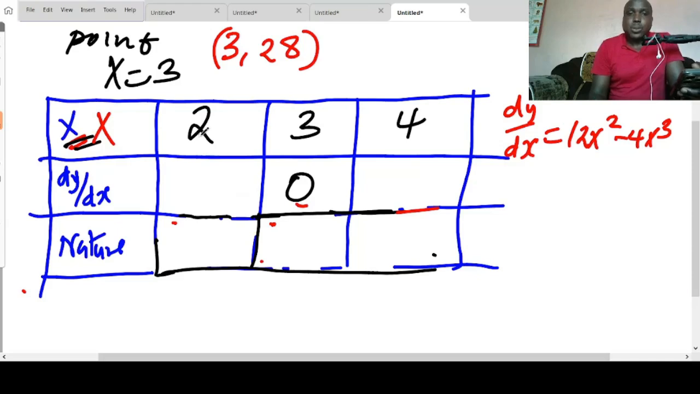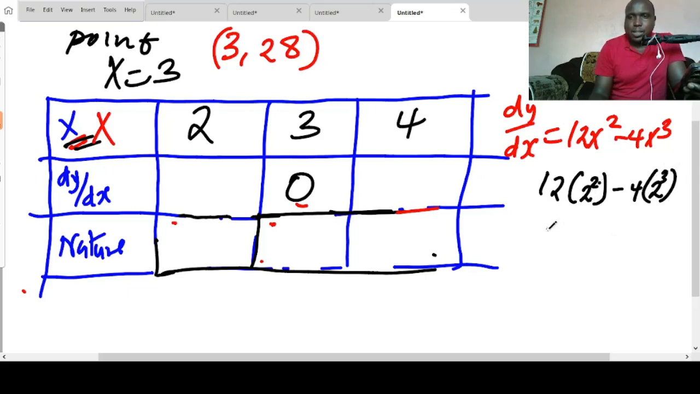Now next, we substitute with 2. So unasema hapa 12 into 2 square minus 4, 2 cube. So 2 square ni nini? Ni 4. 4 times this itakuwa 48 minus. This is 8. 8 times this itakuwa 32. So 48 minus 32 is going to give us 16. So hapa itakuwa 16. Now to the right we have 4.